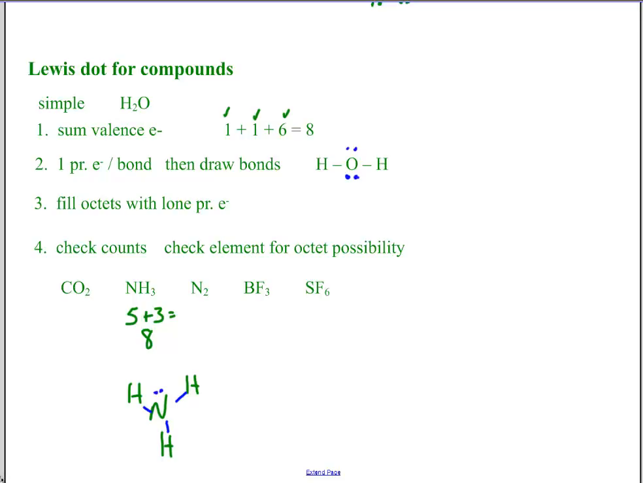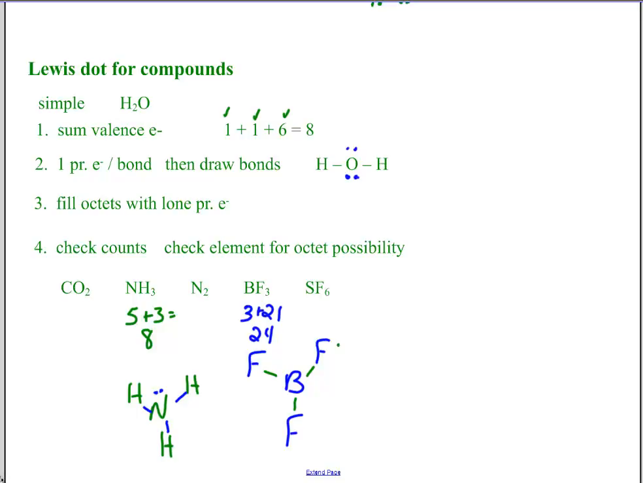If I look at boron trifluoride, boron has 3 valence electrons. Fluorine has 7, times 3 is 21. So I have 24 electrons. Boron is going to be in the center, and I have 3 fluorines. 24 electrons mean 12 pairs. So 1, 2, 3 of my pairs are going to form bonds. So I have 9 pairs left, so that means 18 electrons.